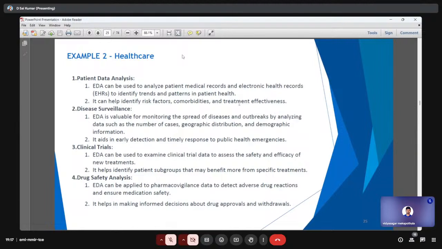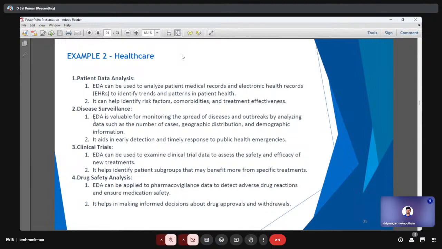Even it can be used to identify the risk factors and how a treatment was affected in the past. Such kind of analysis can be done directly by using this EDA concept. Even in disease surveillance, for monitoring the spread of diseases like outbreaks, by analyzing data such as the number of cases with respect to any specific disease and the geographical distribution of that particular disease. Most of the information can be known by just applying this EDA.